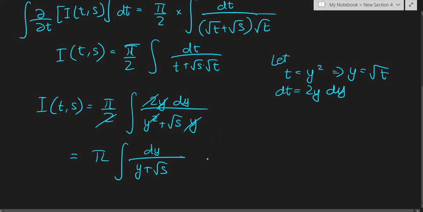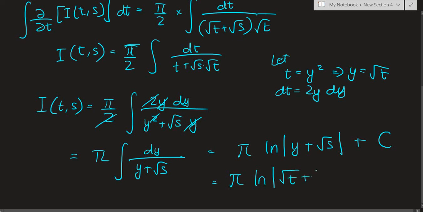And now notice that this is simply a linear term. So we can go ahead and find the antiderivative of this, which is π as it is times the natural log of the absolute value of y plus square root of s, plus the constant of integration c. But we have to back substitute for y. What was y? Square root of t. So we have π times the natural log of the absolute value of square root of t plus square root of s, plus c. Actually we don't need the absolute value because the square root is going to be positive, according to our convenience.